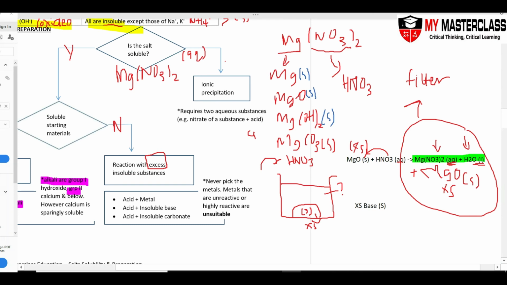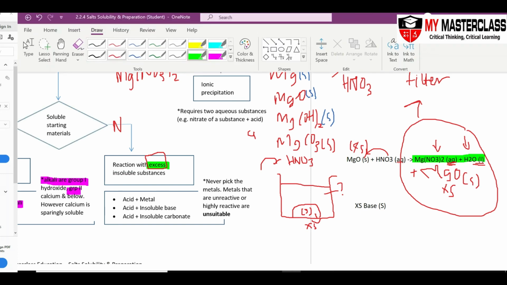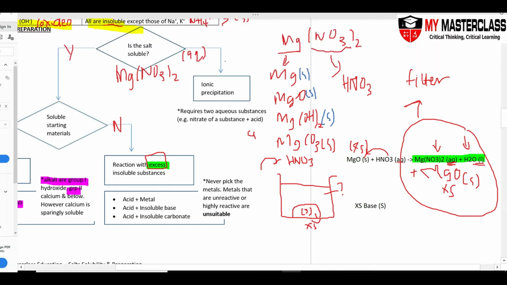Magnesium nitrate and water, you can perform crystallization where you heat to a saturated solution. Okay, so the important idea over here is the solid that's added in excess will ensure that all acids are used up. So you can filter and crystallize easily.